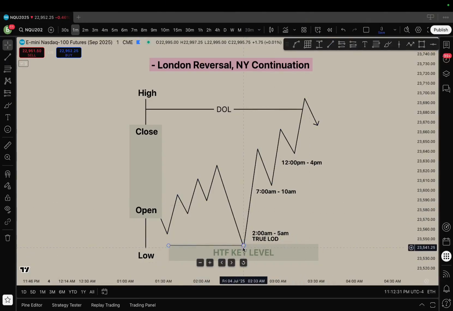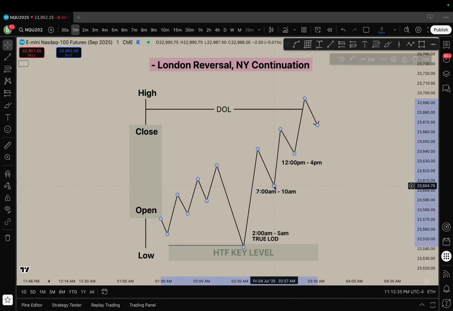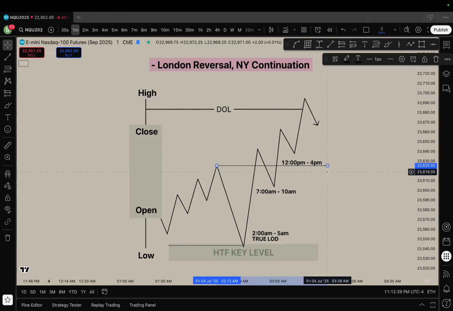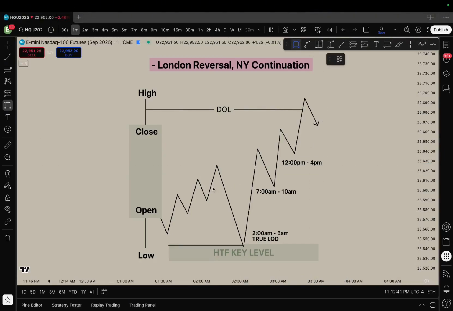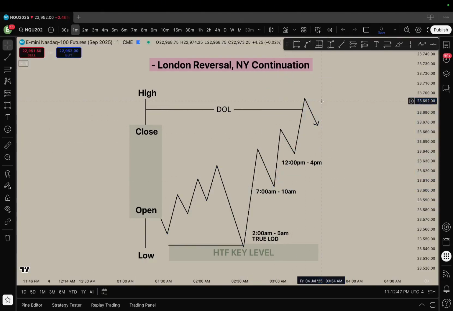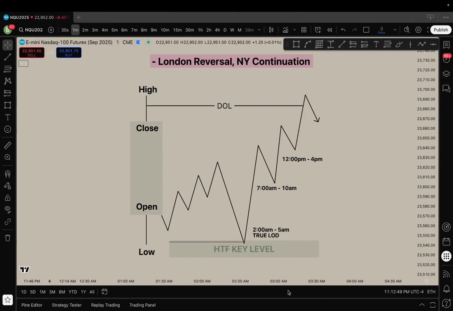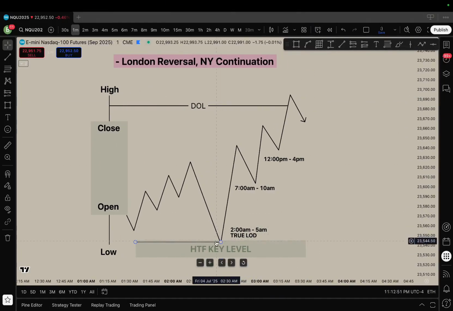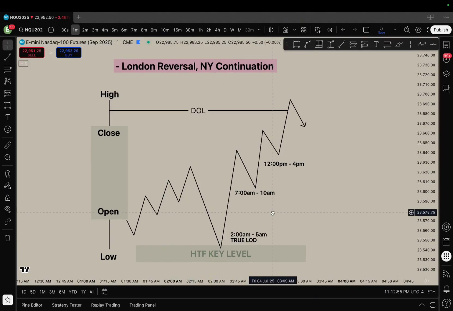So from 2 o'clock to 5 o'clock, this low is now sponsored. There's no reason price should trade back to this, right? And we already had our expansion. We already had maybe a change in state of delivery out of here. We started to see that flip in order flow, right? And now 7 o'clock to 10 a.m., we will have that continuation, and then 12 o'clock to 4 p.m. until close, right? So if London low is sponsored, then it's not going to get traded back to, and we will have a continuation day, okay?